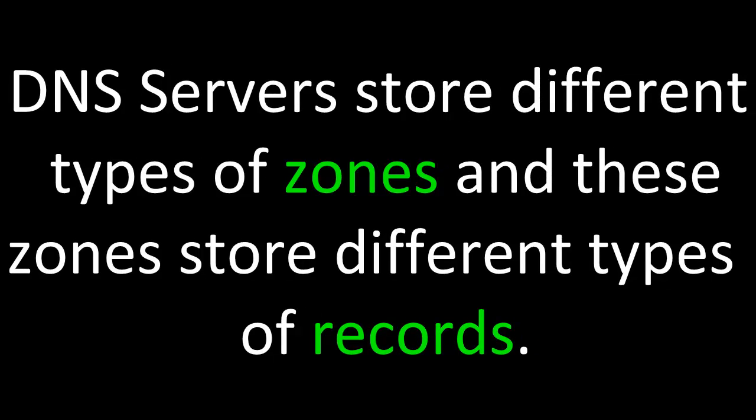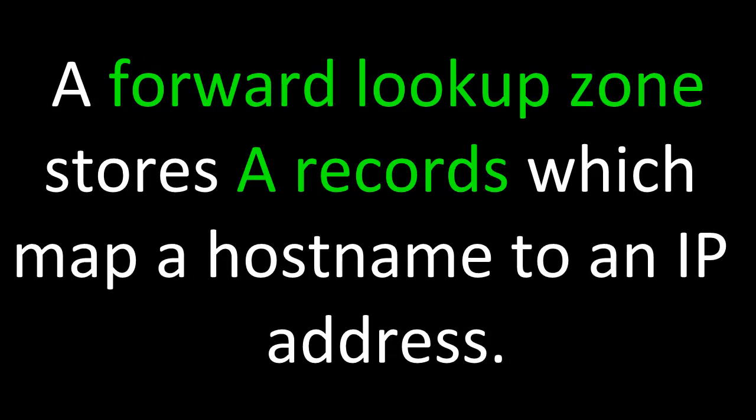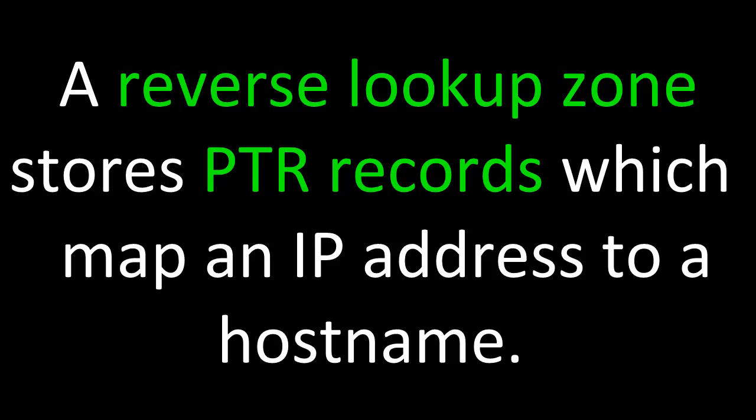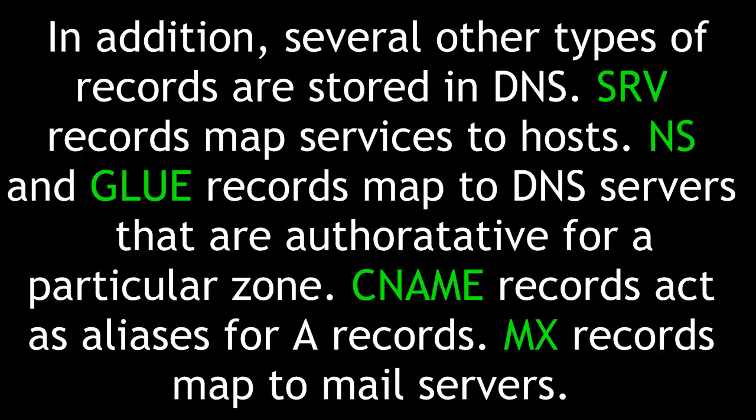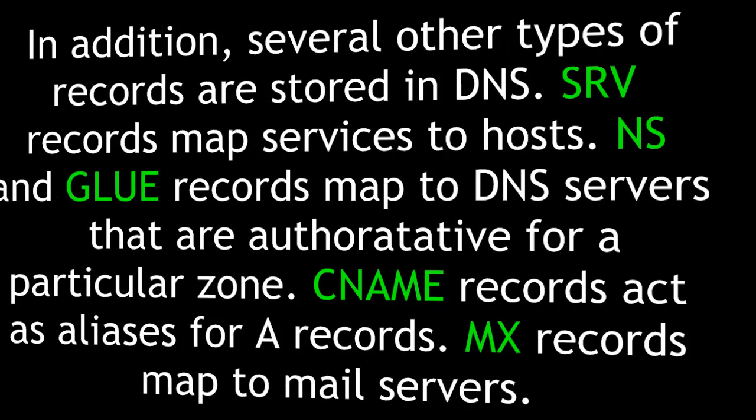DNS servers store different types of zones, and these zones store different types of records. A forward lookup zone stores A records, which map a hostname to an IP address. A reverse lookup zone stores pointer records, which map an IP address to a hostname. In addition, several other types of records are stored in DNS. SRV, or service records, map services to hosts. NS and GLUE records map to DNS servers that are authoritative for a particular zone. CNAME records act as aliases for A records, and MX records map to mail servers. These are just a few of the different record types.